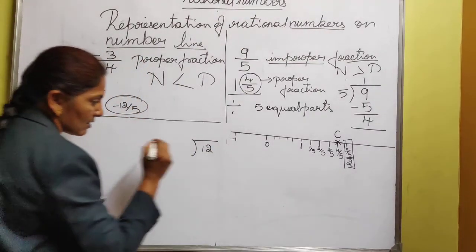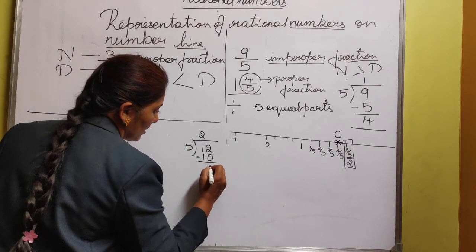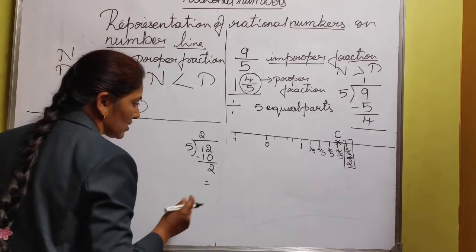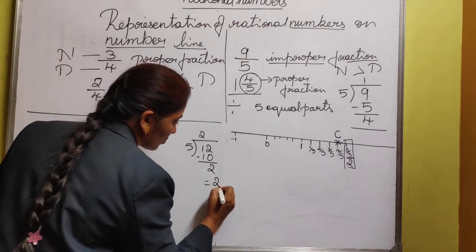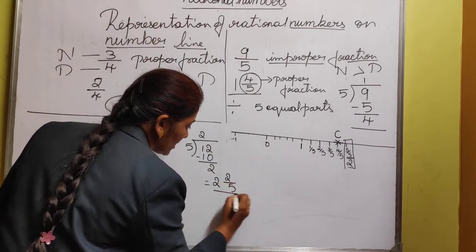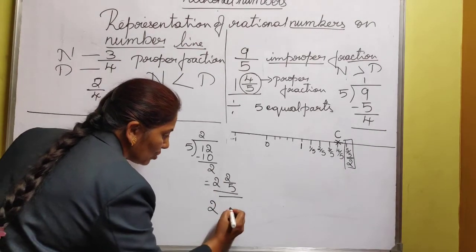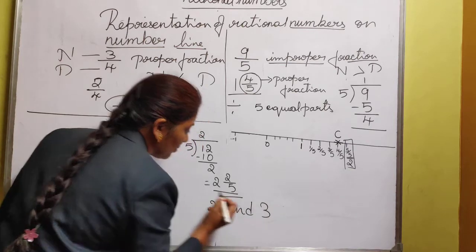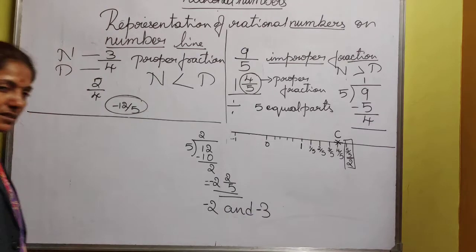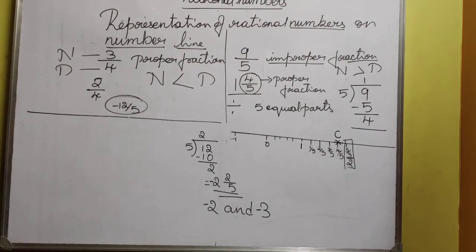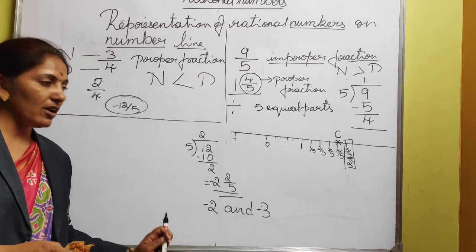Let the sign be as it is. 5, how many times? 5 2s are 10. So what is the remainder? 2. So what mixed fraction are you going to get? 2, 2 by 5. What does this tell you here? The rational number 2, 2 by 5 lies between 2 and 3. That is, minus 2, 2 by 5 lies between minus 2 and minus 3, which is nothing but on your left hand side.